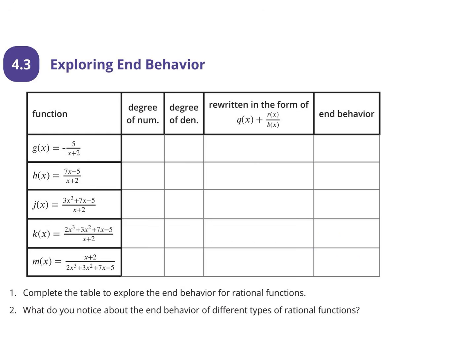And finally, the last one. The degree of the numerator is 1. The degree of the denominator is 3. Because the degree of the denominator is bigger than the degree of the numerator, it's going to go to 0. Plus x plus 2 over the rest of it is our rational part, just like the first one. And then y goes to 0. So we have a horizontal asymptote at the x-axis. So that's what we get.